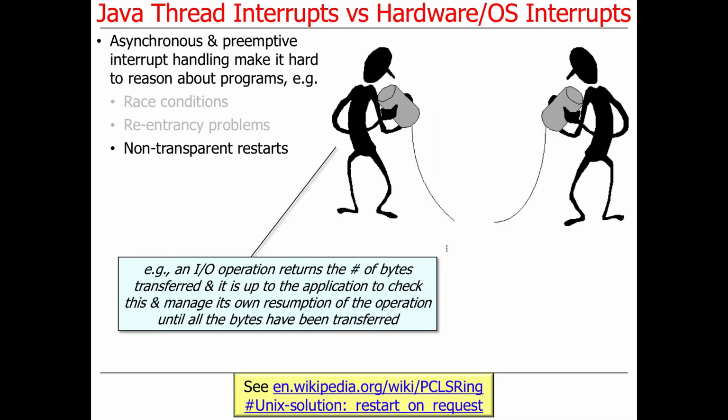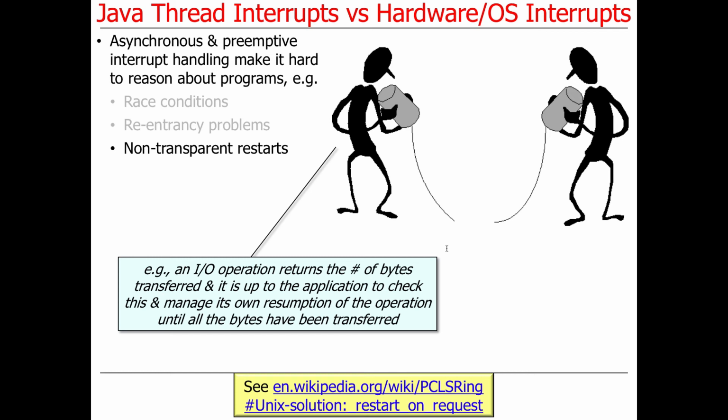Another problem are non-transparent restarts. So if you're in the middle of an I/O operation and you get interrupted, you may have to explicitly restart the operation when the call comes back. So that makes your code a bit more tricky to write and to reason about. Again, take a look at some of the articles here about what goes wrong.